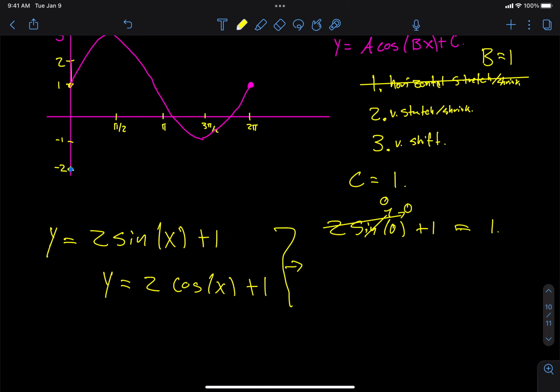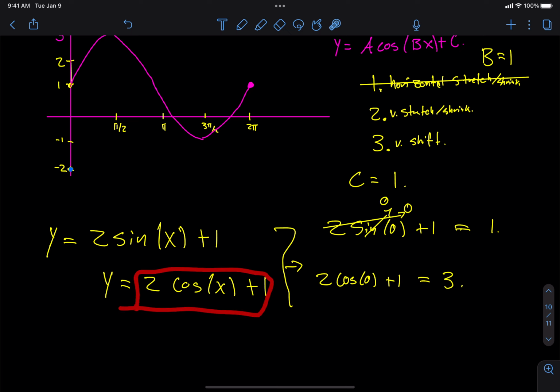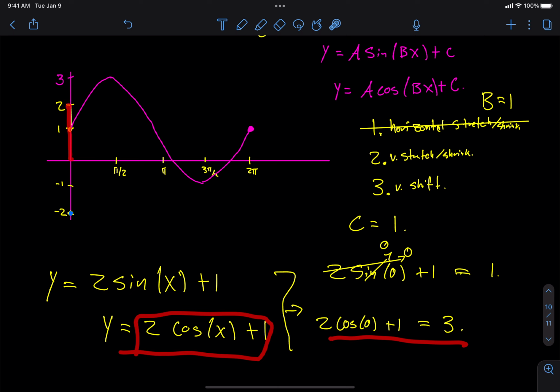Let's try it with the other one. I'm going to try plugging in 2 cosine of 0 plus 1. What would I get when I do this? 3. So if this is the correct formula, then when I plug in 0, I should get 3. But when I look at the graph, I do not observe that phenomenon. So I can rule that out.